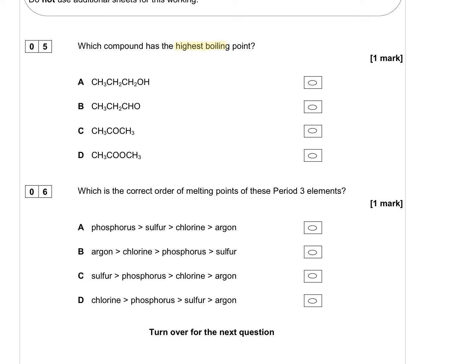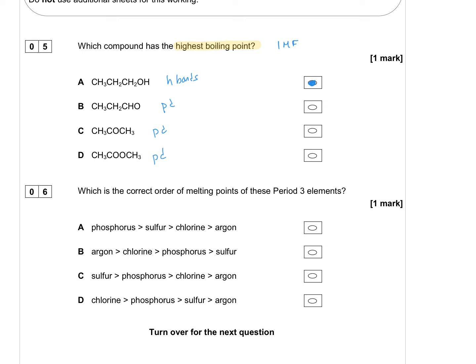So question 5 asks which compound has the highest boiling point. You need to start thinking about the intermolecular forces. I would quickly jot through each one. A is going to have hydrogen bonds, it's an alcohol. B is only going to have permanent dipole, and actually C and D are also only going to have permanent dipole. So A is the answer because hydrogen bonds are the strongest type.